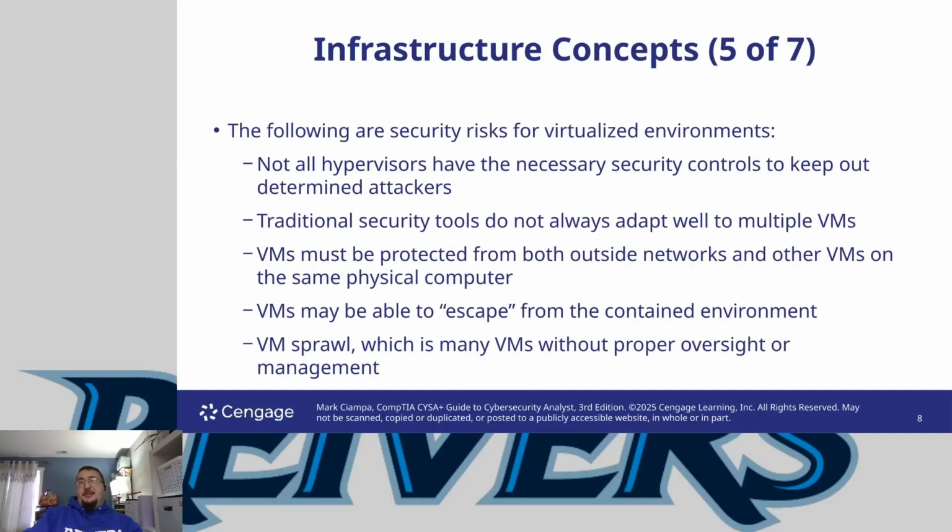Of course, not everything has the right security controls. Not everything is ever going to be perfect. Things can always get out and break through. Some security tools don't adapt well to VMs. Some can, and some others will require protection from both themselves or their peer machine. Some VMs will also require outside network protection as well as the physical computer itself. And they may try to break out. That's something that is called VM sprawl.